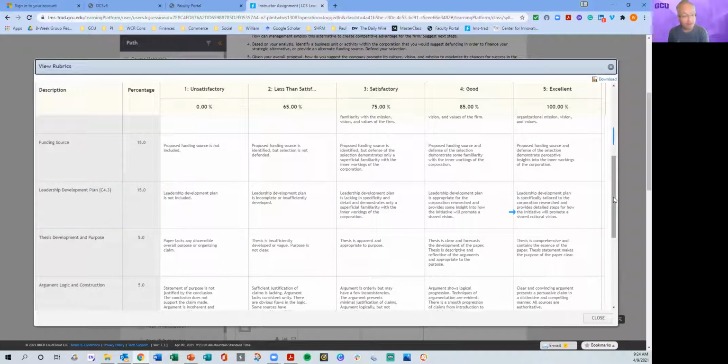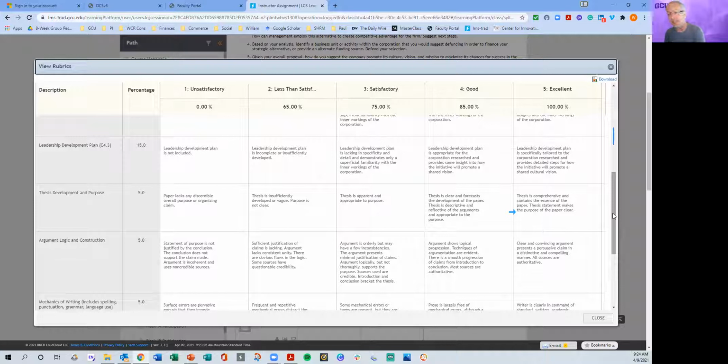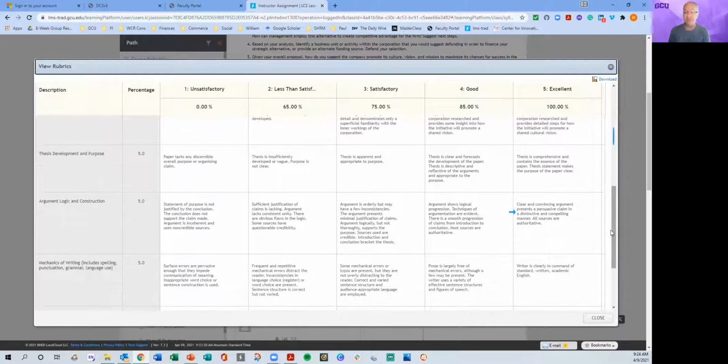All right, and then we have the normal things. 5%, the thesis is comprehensive and contains the essence of the paper. So I need a thesis statement in the beginning of your paper, what you're going to accomplish, the purpose of this paper, and then develop your thesis. Argument, logic, and construction needs to be clear, convincing arguments. Give me persuasive claims in a clear and distinctive manner, supported by sources that are authoritative, that can be verified, are more than just opinions, and are backed by real data.